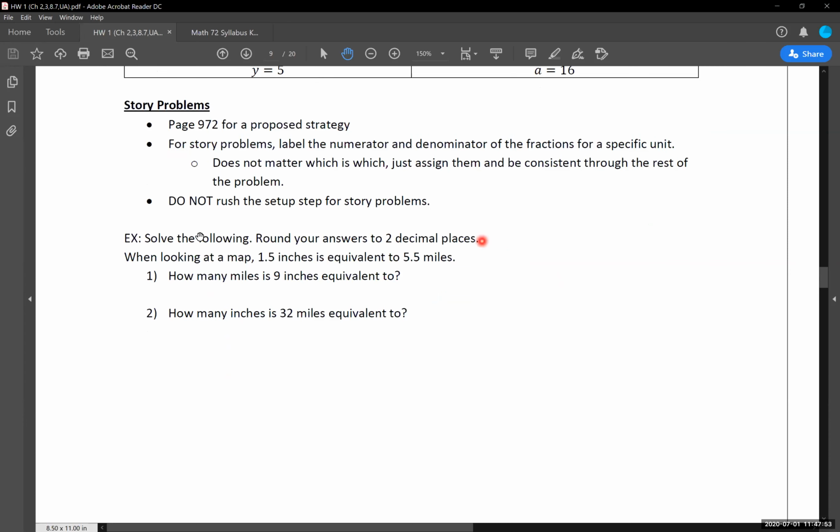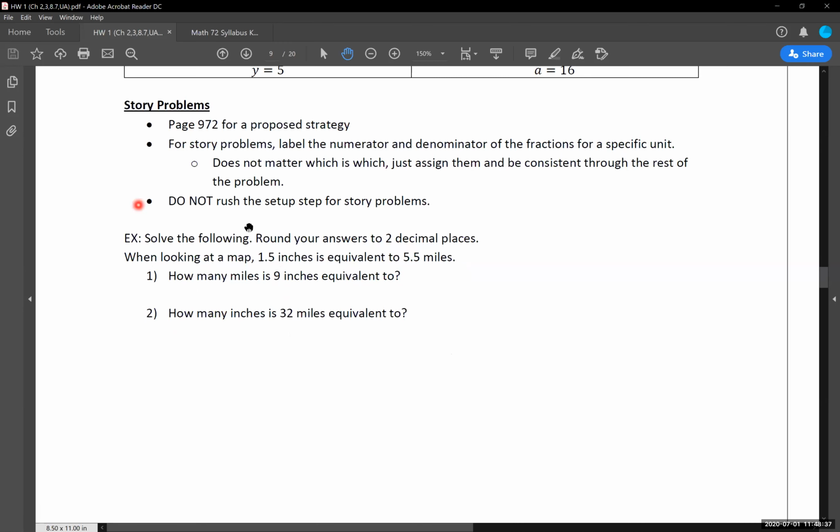So let's take a look at these two examples that we have here. And again, we'll jump over to our Blackboard and go through and actually write some of these out. So solve the following. We're told to round the answer to 2 decimal places. When looking at a map, 1.5 inches is equivalent to 5.5 miles. So how many miles is 9 inches equivalent to? And our second question is asking us, how many inches is 32 miles equivalent to? So we have some information about the map, and we have some information that we are trying to solve for in a first scenario and our second scenario.